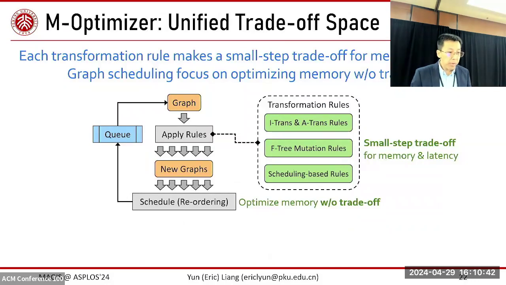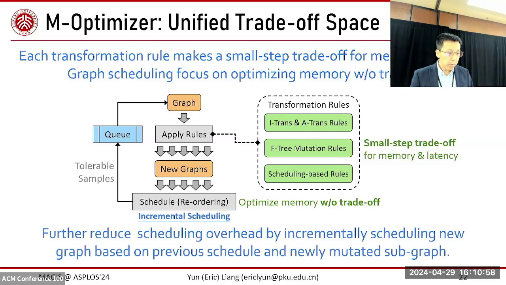After that, we have a unified design space trade-off. Each transformation rule makes a small step trade-off between memory and latency, and the scheduling focuses on optimizing memory without any trade-off. We further propose an incremental scheduling technique to keep the overhead low, based on the previous schedule and the newly mutated subgraph.